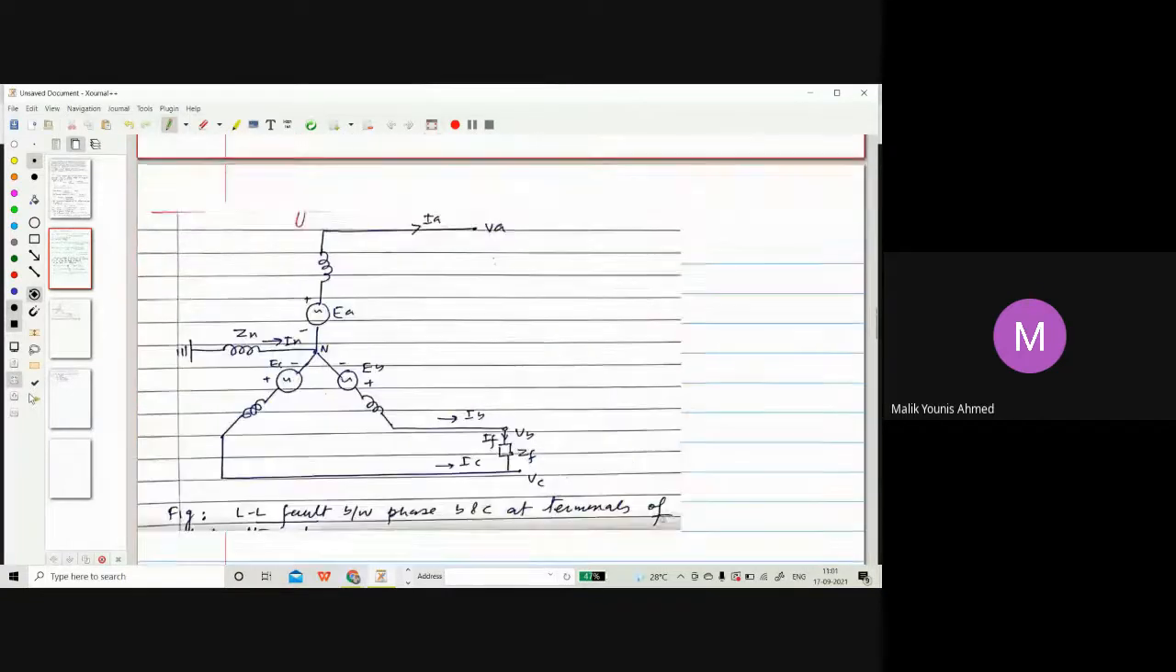After completing all the faults, we'll be doing the GATE numericals. Okay, so line to line fault, let's start the line to line fault. I have here, this is about line to line fault.